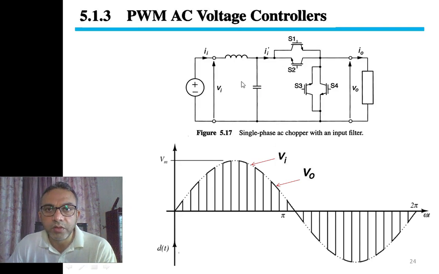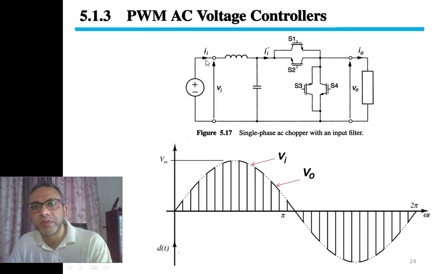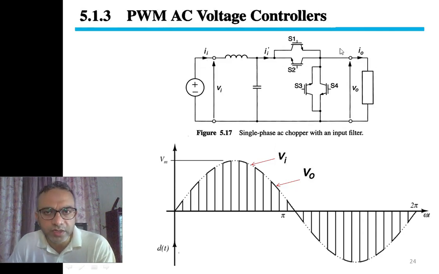When either S1 or S2 is conducting, the source becomes in series with the load, and the input voltage becomes available at the output voltage. At the same time, when we are operating S1 or S2, the source current and the load current become in series. The source current becomes equal to the load current.